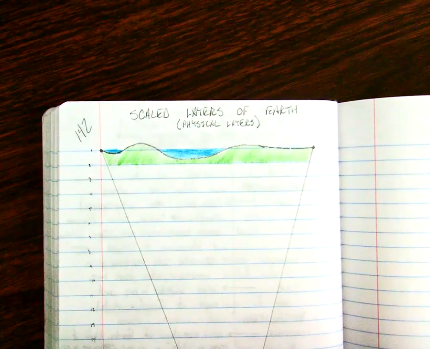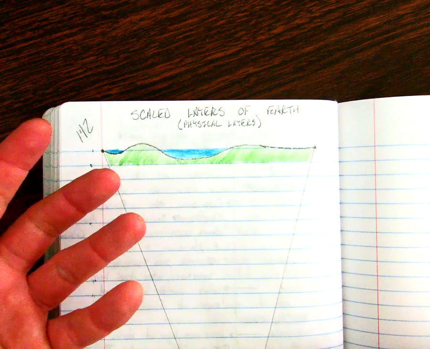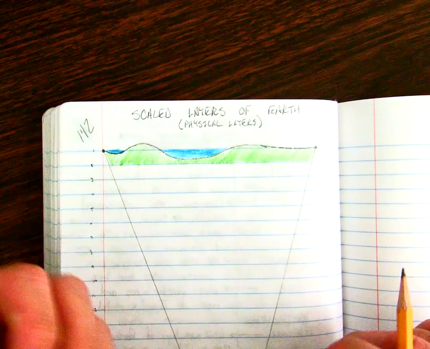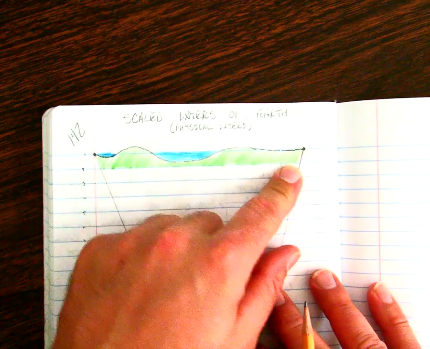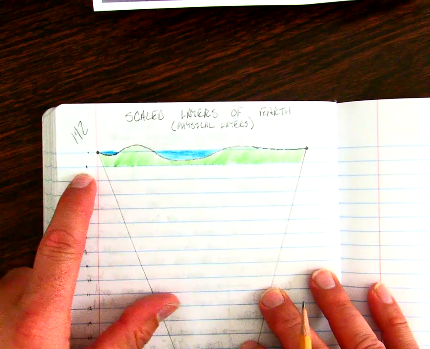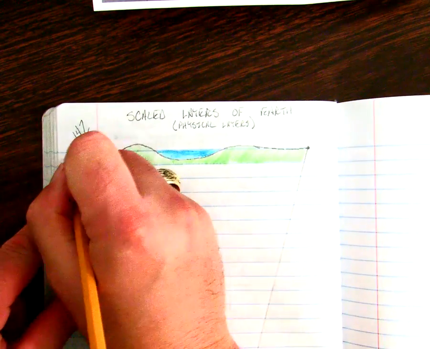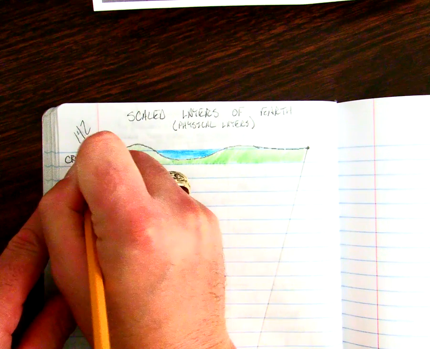We've created crust. Now there's two types of crust. There's oceanic and there's continental crust. So the first thing that we want to be able to do is look at our scale. Now we want to talk about density and labeling this. So here's our crust. So go ahead and label that.